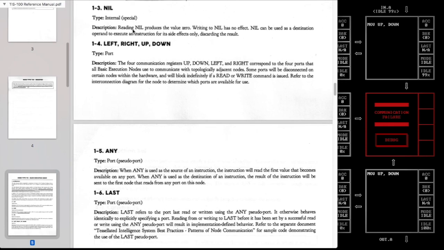NIL, internal special. Reading nil produces the value 0, writing to nil has no effect. Nil can be used as a destination operand to execute an instruction for its side effects only, discarding the result.